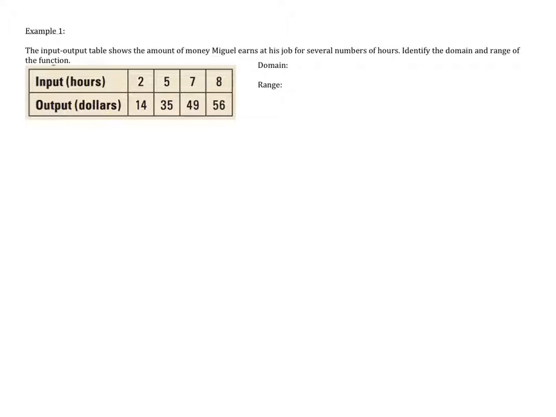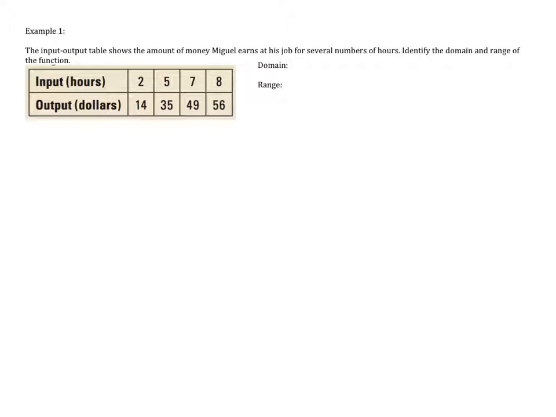Example number 1, the input-output table shows the amount of money Miguel earns at his job for several numbers of hours. Identify the domain and the range of the function. So remember, input is representing your x values. In this case, it's representing hours. And the output represents your y values, which in this case represents dollars.